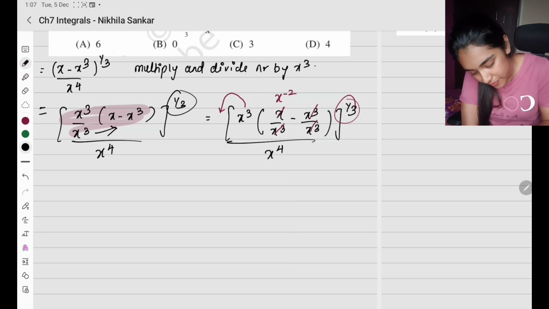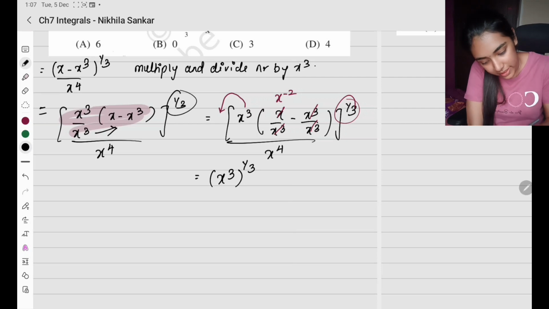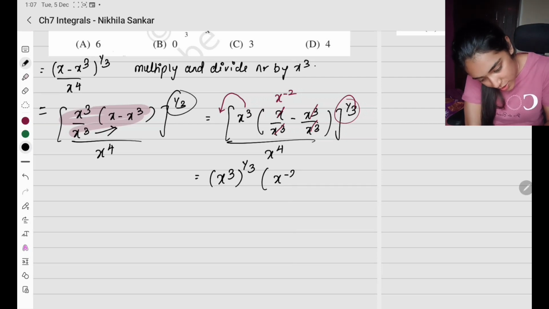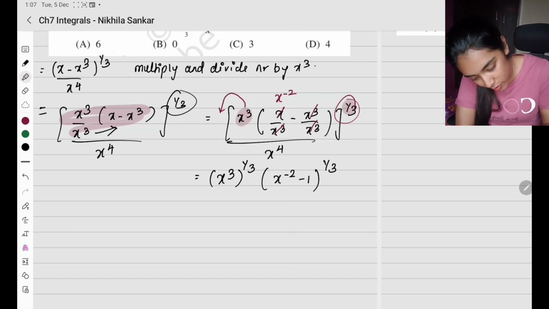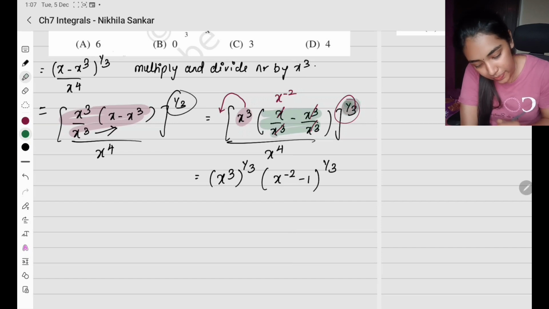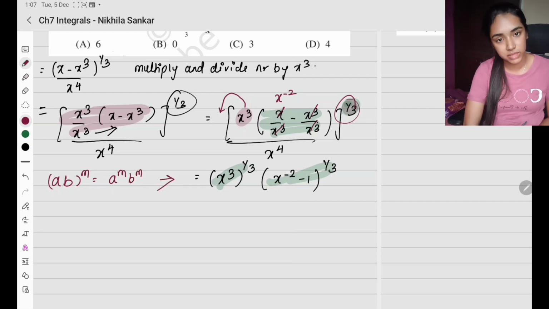What happens? I have x cube to the power 1 by 3 times x to the minus 2 minus 1 to the power 1 by 3. Understood? So this is a to the power m and this is b to the power m. I have written it as a to the power m into b to the power m; a b to the power m equals a to the power m b to the power m. Here. Okay?